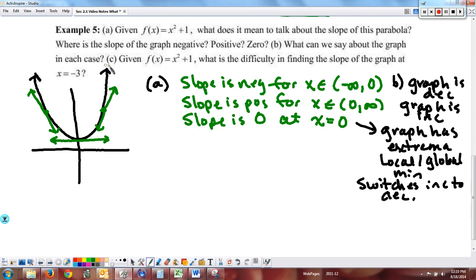All right. Now, part C here says, what if I wanted to find the slope of the graph at x equal to -3? So maybe this right here is -3, and I want to find the slope particularly at that point. Well, the difficulty with that is we only have 1 point.